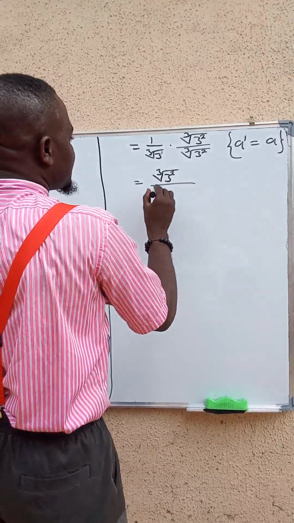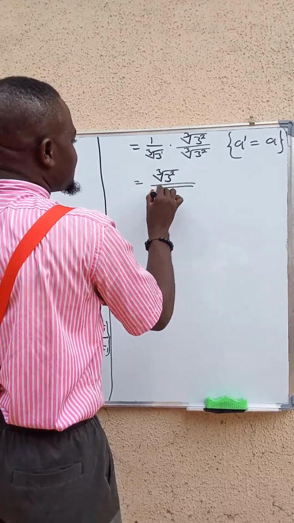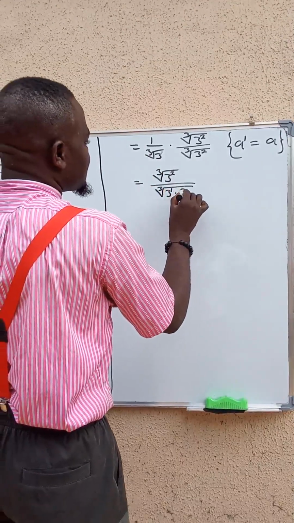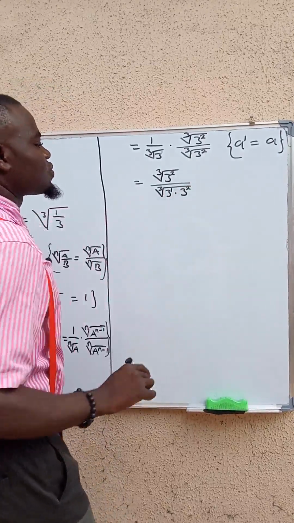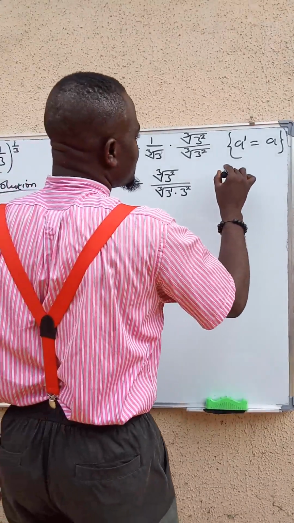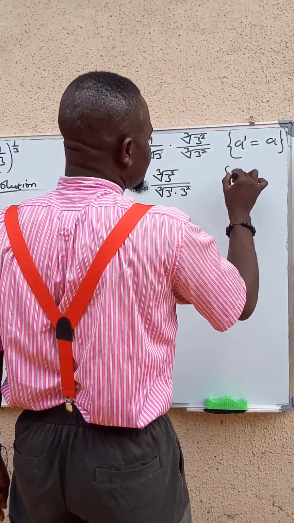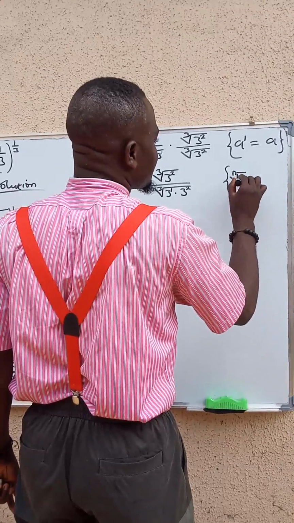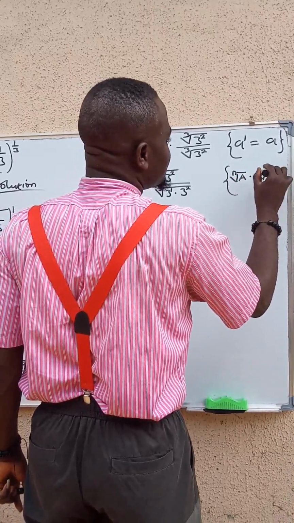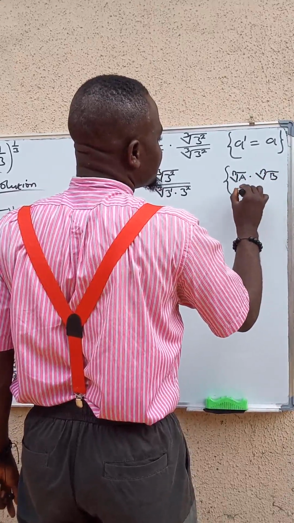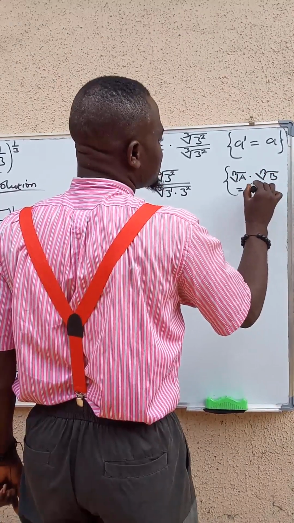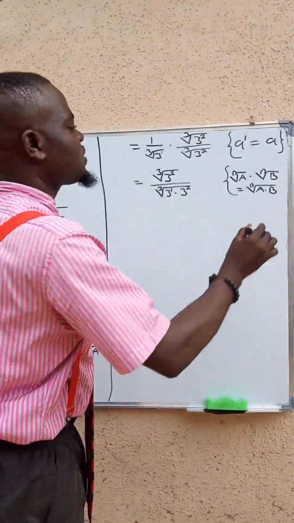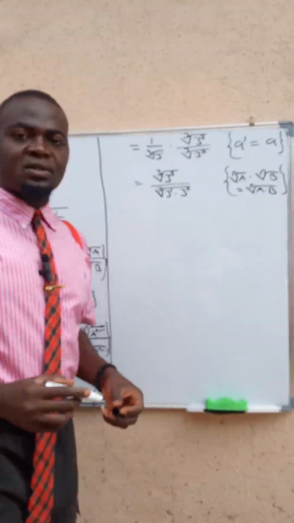Over the cube root of 3 raised to the power of 1 dot 3 raised to the power of 2. Yes, because we all know that the nth root of a dot the nth root of b is equal to the nth root of a dot b, which is multiplication. Math is all about defining the rules.